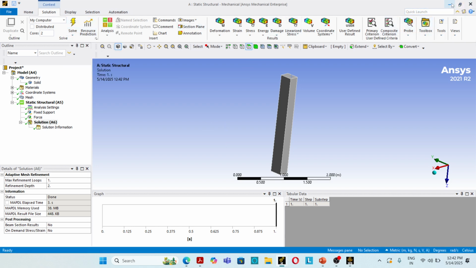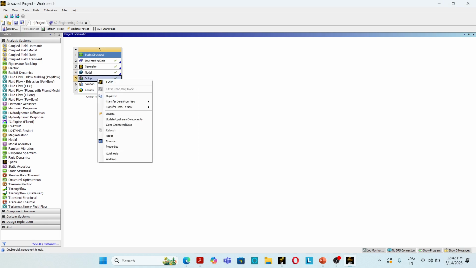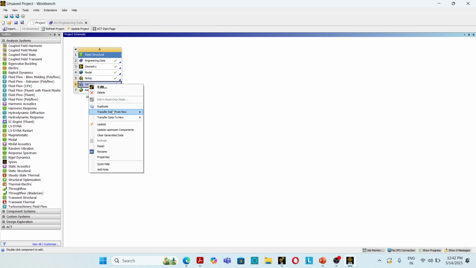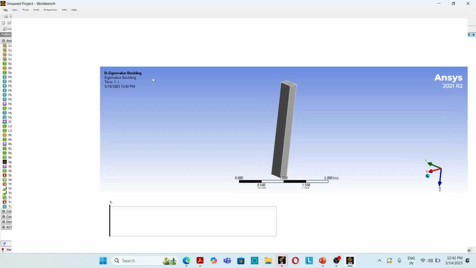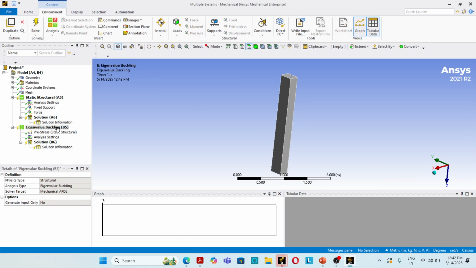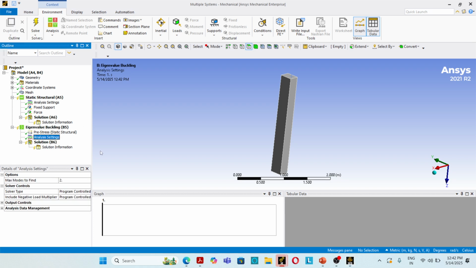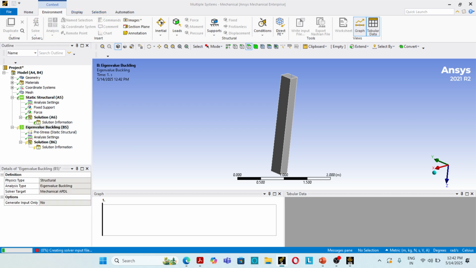Okay, then minimize it. Right click setup, transfer data to new. Right click solution, transfer data to new eigenvalue buckling. Then click on setup. You can see that the eigenvalue buckling analysis is here. Then in analysis settings, we have the maximum modes to find. The default is 2. We can change it to 2, 3, 4, 5, etc. I will keep it as 2. Then solve again.